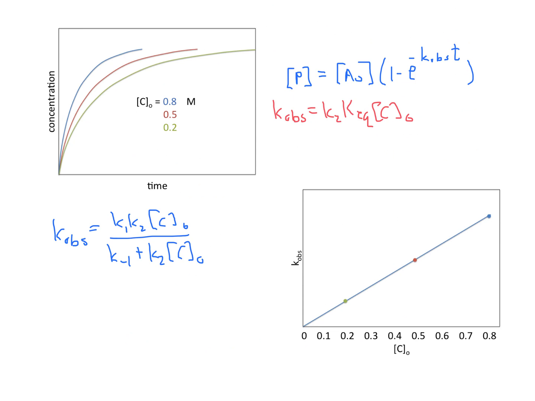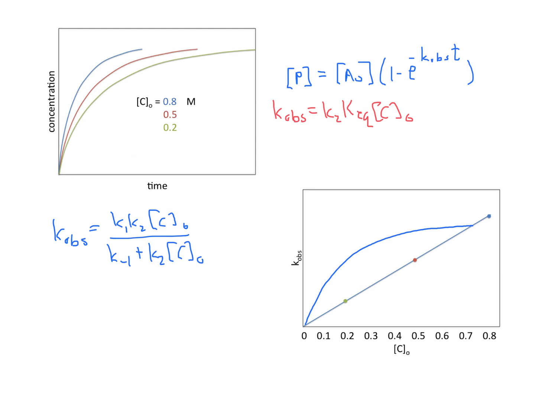In the case of a steady state mechanism, I would expect K observed to depend in a more complicated fashion on C naught. If I graph K observed as a function of C naught for this case, I will get a curve which levels off at higher values of the concentration of C naught.